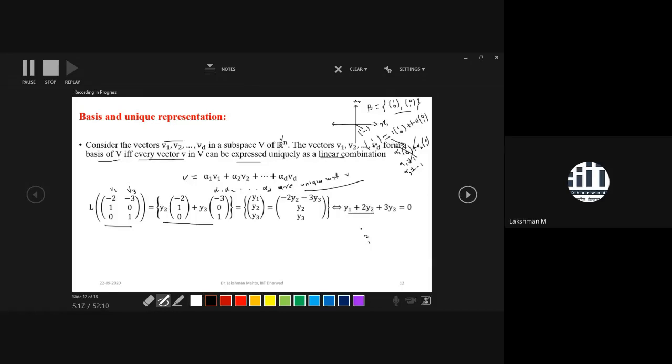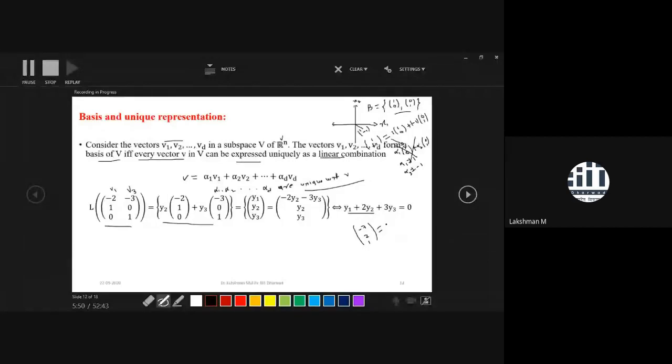So what would be the value of Y1? We can't take Y1 separately because Y1 is dependent on Y2 and Y3. So it would be minus 2 times 2 minus 4 minus 3. Minus 4 minus 3 is minus 7. So this vector has a unique representation. It has only one representation. What is that representation?